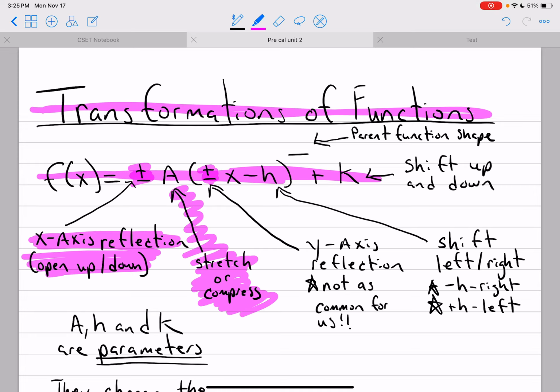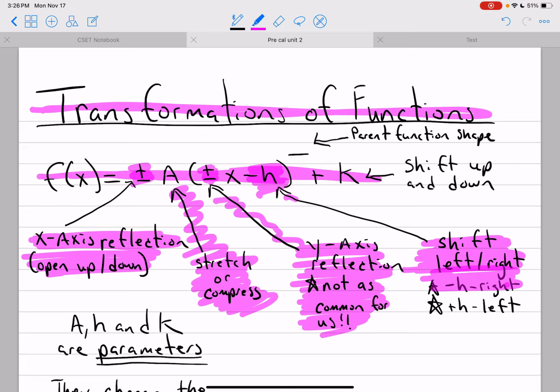This plus or minus right here is a y-axis reflection. This is not as common. This is not one we're going to use as much, but just so you know, it does happen. This minus h right here is a shifting left or right. But remember, it's like the opposite. So minus h shifts to the right, and plus h shifts to the left. And finally, this k right here shifts the graph up or down.